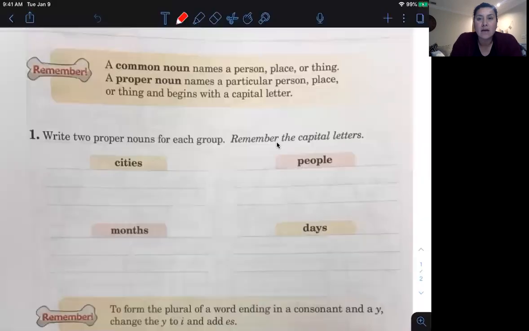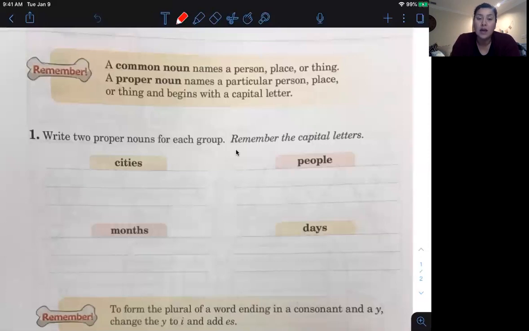Okay, so today we're going to get to write our own proper nouns. So I'm going to share our screen here so we can jump right into our paper. We'll pop right up right now. There we go. All right. So a particular person, place, or thing, that's what we're talking about. So we're going to get to write two proper nouns for each group here.